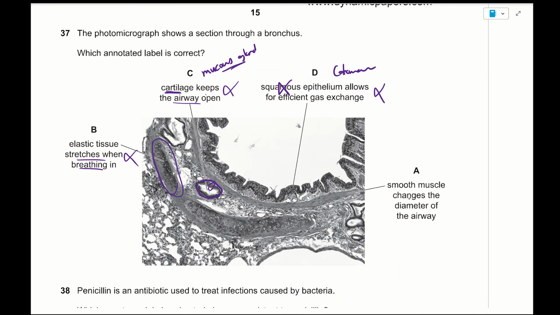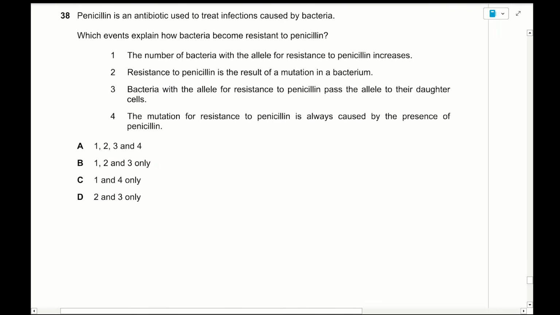Now lastly, smooth muscle changes the diameter of the airways. Yes, underneath that layer of pseudostratified columnar ciliated epithelium, there is a layer of smooth muscle. Therefore, A is correct. Question number 38. Penicillin is an antibiotic used to treat infections caused by bacteria. Which events explain how bacteria become resistant to penicillin?